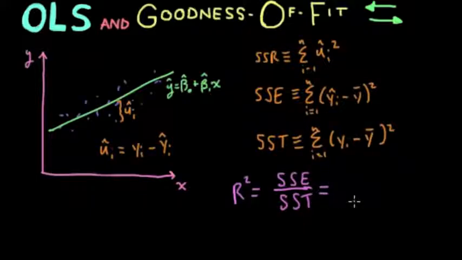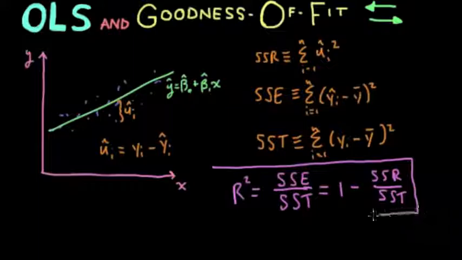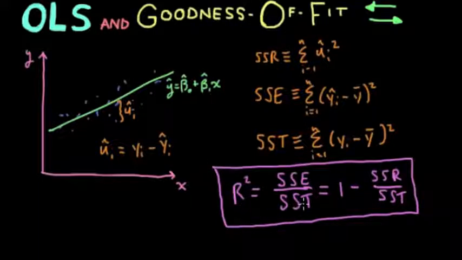And intuitively, we can derive this as also equal to 1 minus the SSR divided by SST. So R squared will always be between 0 and 1, and so we take 1 and we minus what we haven't explained divided by the total variation. So both are equivalent, the SSE over SST and 1 minus SSR over SST. They are both equivalent measures. They're equal to the exact same thing.